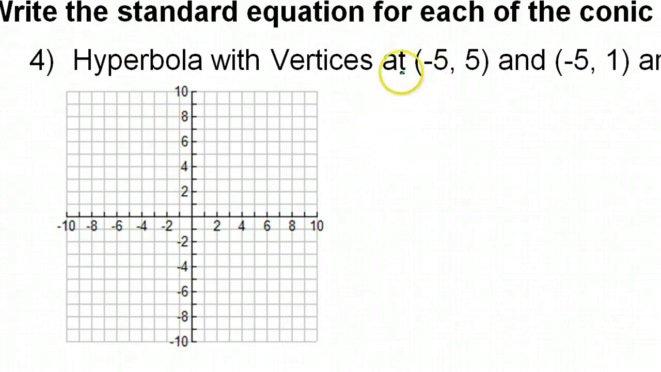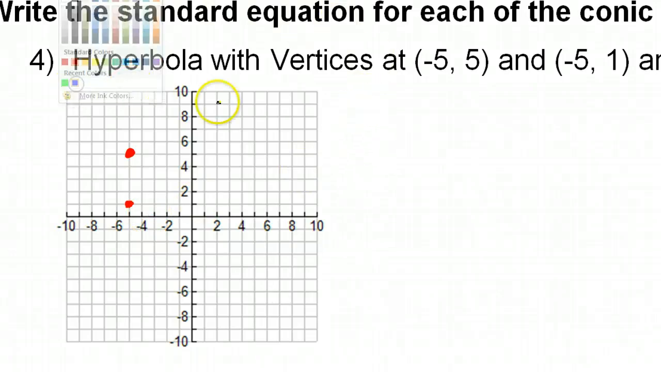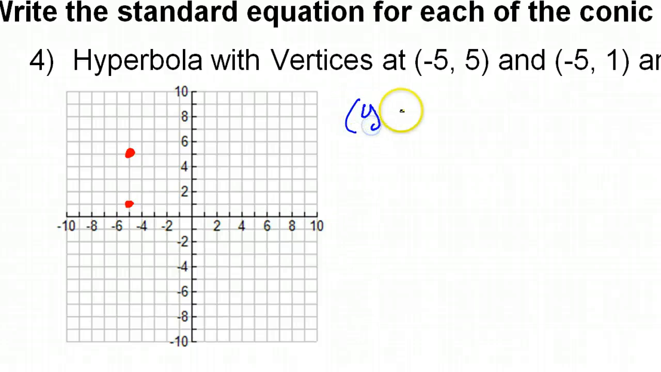So they gave us the vertices. So the vertices are (-5, 5). So here's (-5, 5). So there's a vertex. And (-5, 1). So those are my two vertices. Right away that tells me that this is a vertical hyperbola. It's up and down, which means that the y term is going to go first. So I know this is going to be like our y minus k squared situation.